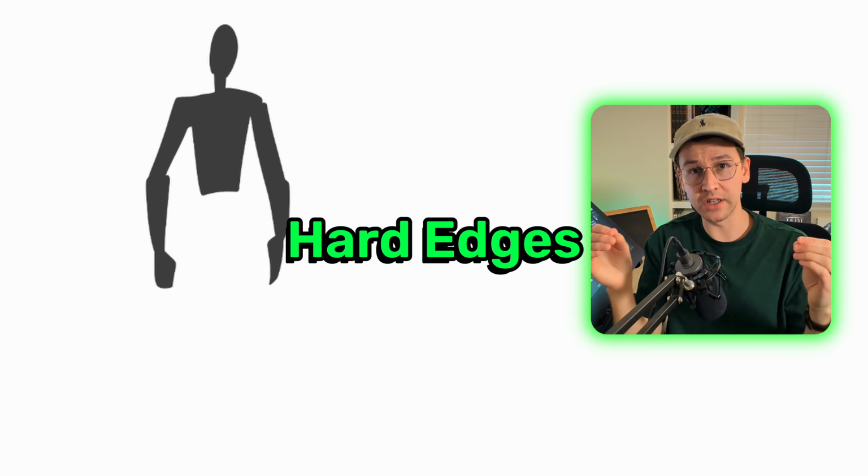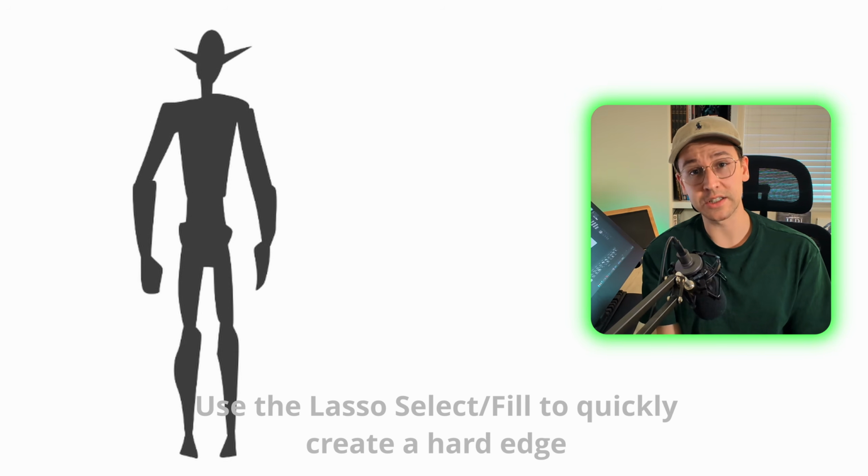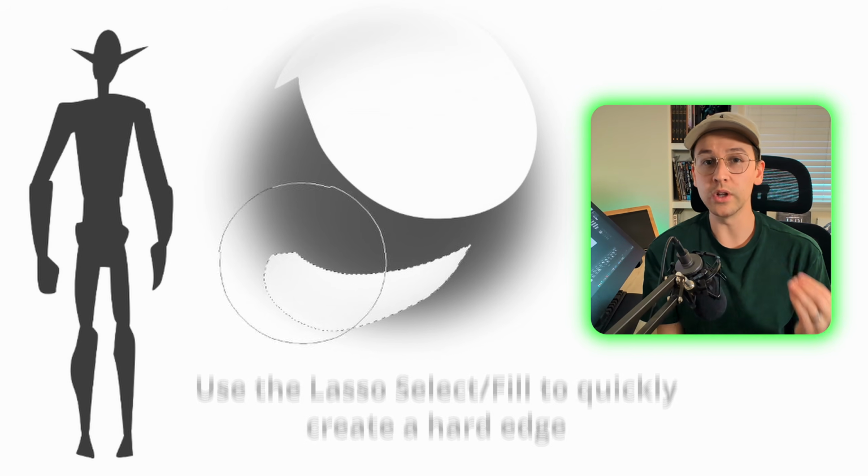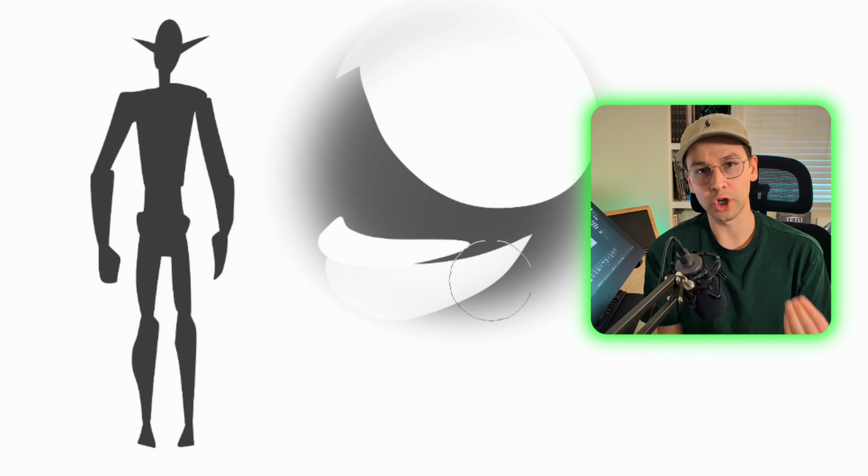A hard edge indicates a sharp transition in the form. These are also silhouettes. The silhouette of an object is typically a hard edge. If you want a tip on rendering, using the lasso tool of any kind, either the lasso fill or lasso select, is a really good tool to communicate sharp transitions in forms because there's a hard edge in that selection.